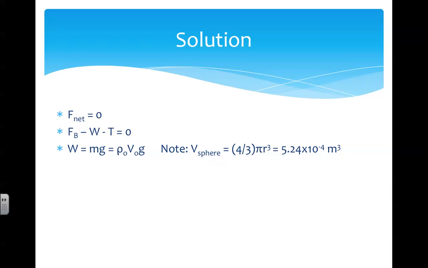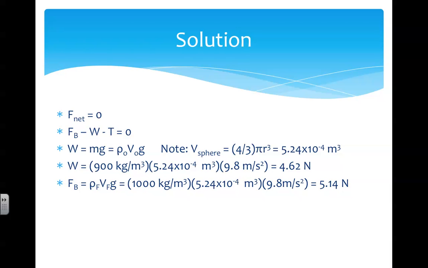Plugging in our radius, which is half the diameter, we get the volume of the sphere to be 5.24 times 10 to the minus 4 meters cubed. For the weight of the wooden sphere, we'll plug in density of the wooden sphere, 900 kilograms per meter cubed, times volume of the sphere, which we just found, times 9.8 meters per second squared, and we find the weight of the wooden sphere to be 4.62 newtons.